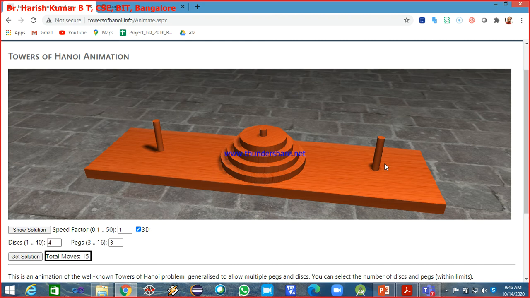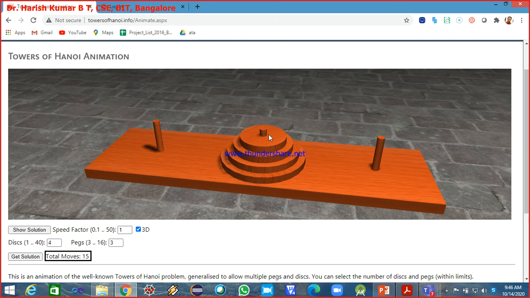Is it clear? Yes or no? Yes, sir. See, so I added 4 disks here. Now what the logic is something like this. First you have to move the first n minus 1 disks from the source to the auxiliary using destination as temporary peg. And the same process you have to repeat.